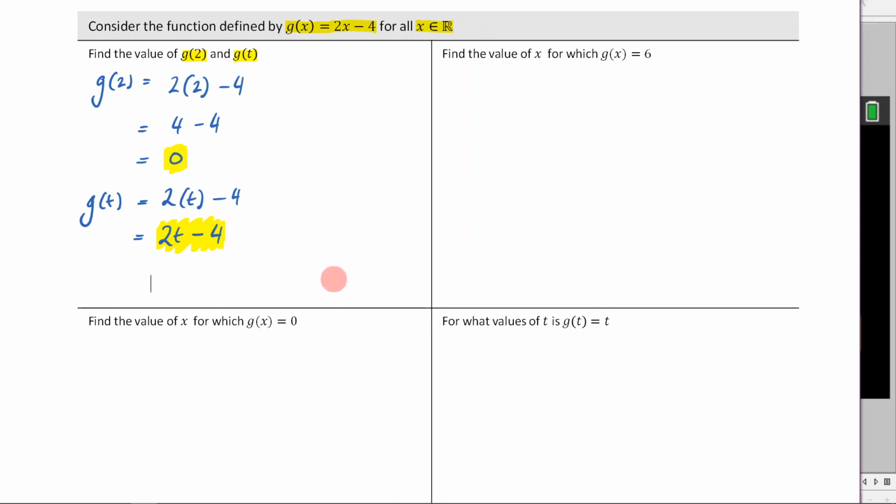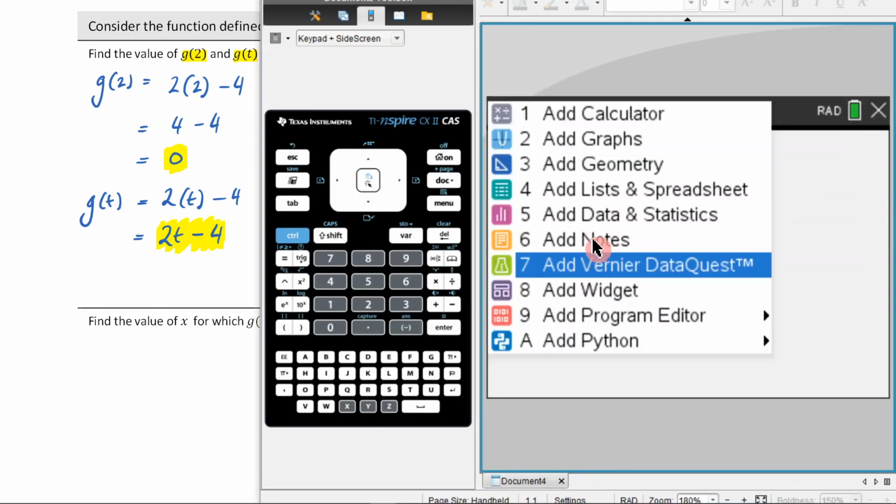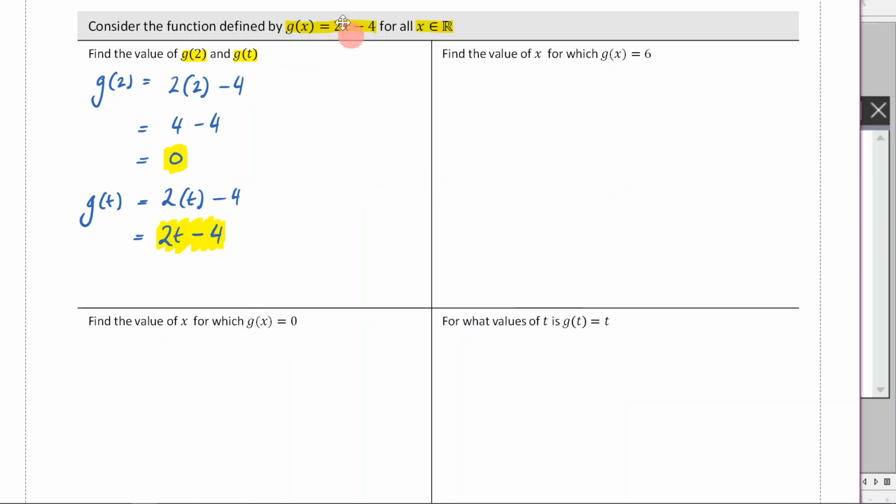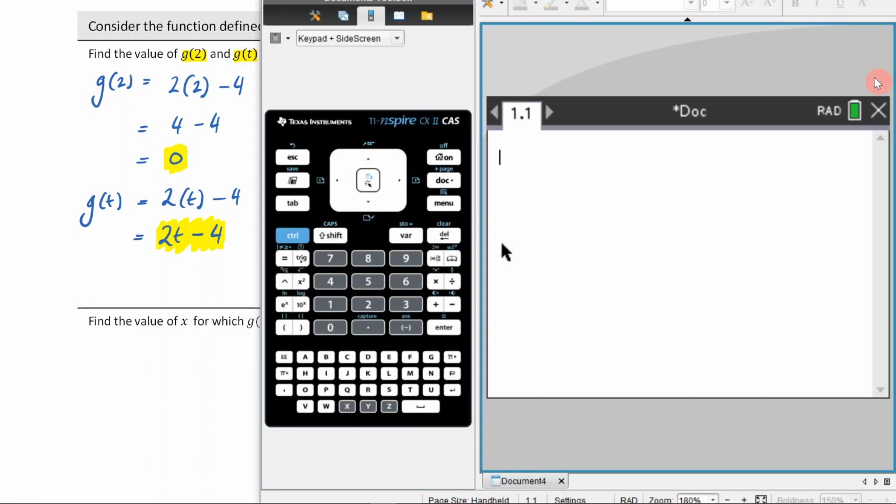Also very important that you can do this on your CAS calculator. So let's come to our CAS here. Let's open up a calculator page. And we're going to first begin by defining g of x as being equal to 2x minus 4. Remember, there are multiple different ways of defining something on your CAS, but as long as you're comfortable, you can do it any way that you like.